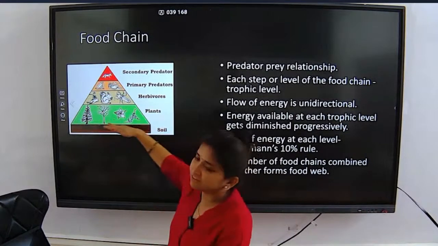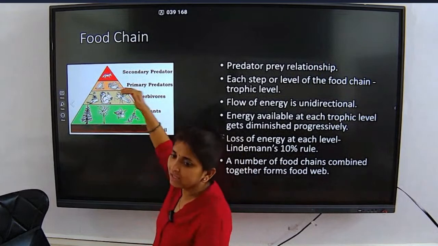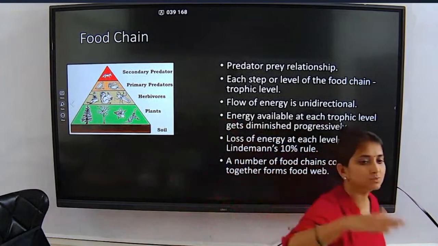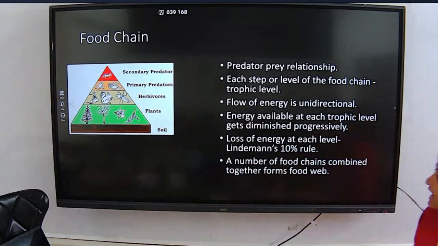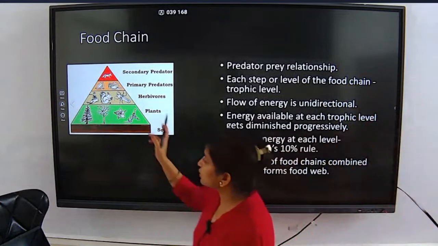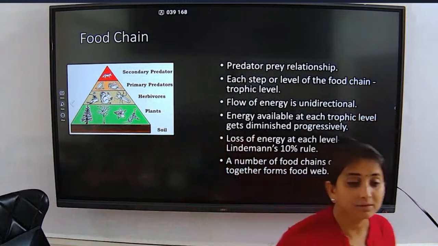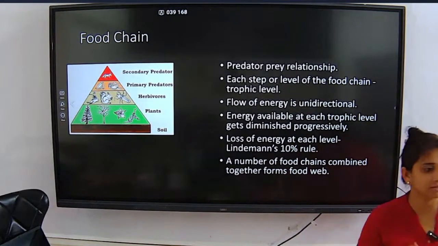So plants will come in the first trophic level, herbivores in the second trophic level, primary predators in the third trophic level, secondary predators in the fourth trophic level. That is how the trophic levels expand. Whenever we talk about a trophic level, we are talking about all the species in it, not one frog or one snake, but all the frogs and all the snakes available across earth.